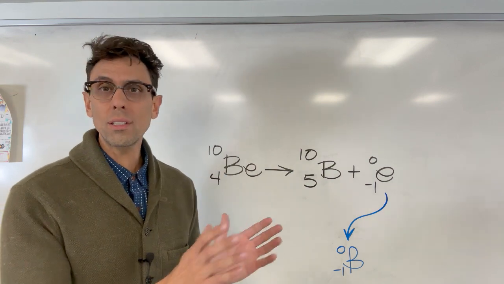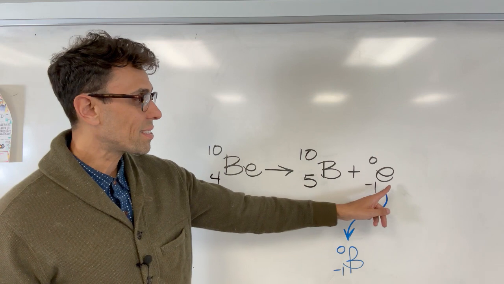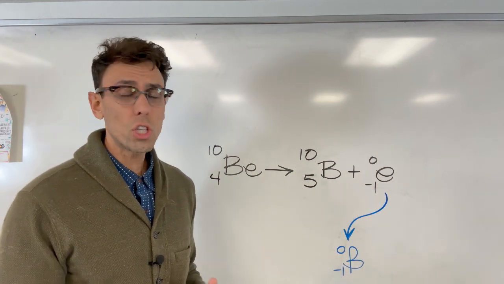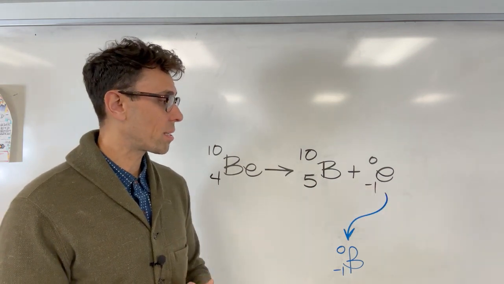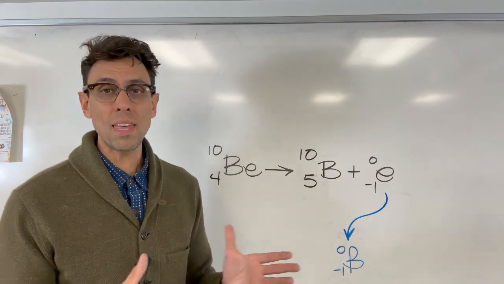Now, in certain textbooks, certain teachers' classrooms, certain videos, you may see the beta particle described using this symbol. And this is the Greek character beta. I tend to just use the electron symbol using that lowercase e, but this and this are equivalent. They mean the same thing.